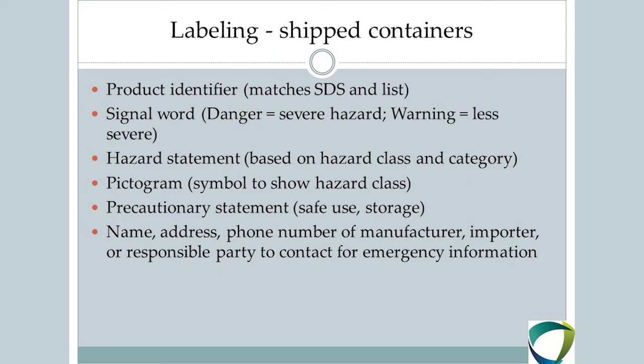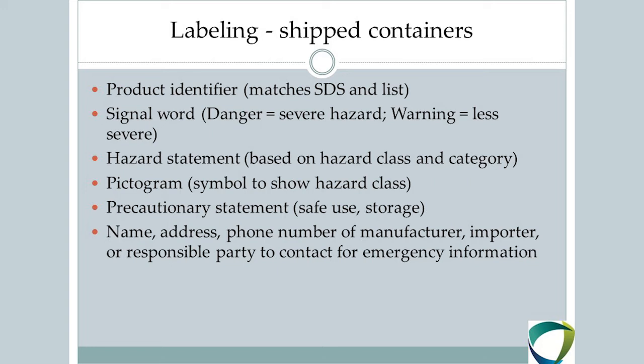Labels for shipped containers must have these 6 required elements. 1. The product identifier. This is the name or number used to identify the chemical. It will also be used to identify the chemical on the safety data sheet and the list of hazardous chemicals in the employer's written hazard communication program. 2. Signal word. This helps you know how severe the hazard is. The word danger is used for the most severe hazards, and warning is used for the less severe hazards.